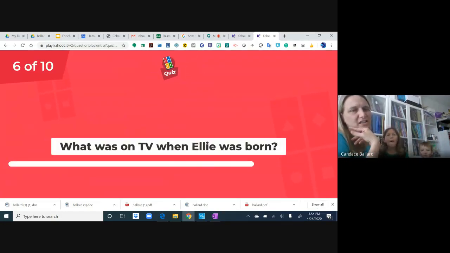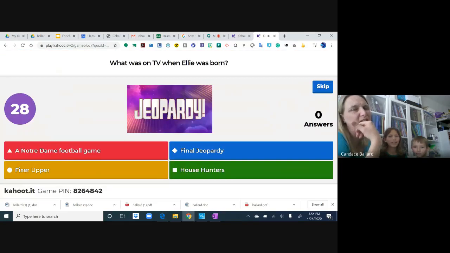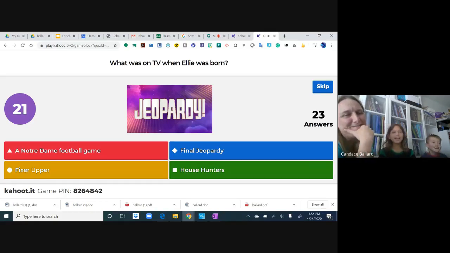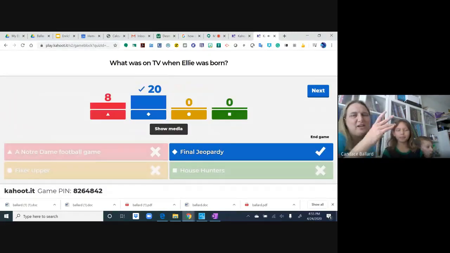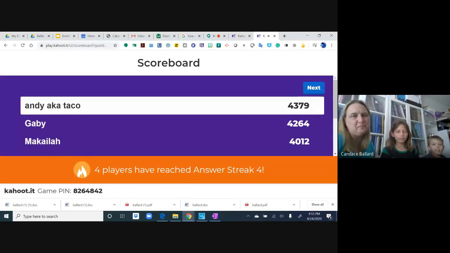What was on TV when Ellie was born? We've actually done this one in class. Oh, I didn't do the shading. Really? Apparently, I gave the answer away because I didn't shade the thing. That's a good one. Last night was the NFL draft. Every year we take her picture in front of it. No, different house every year. Okay. I didn't do the thing. Notre Dame football game. It didn't work. Fixer Upper, Notre Dame football game. It was Final Jeopardy. I think we've done that one in class.